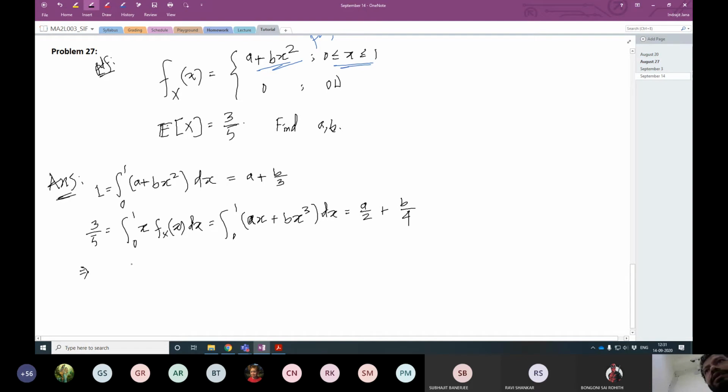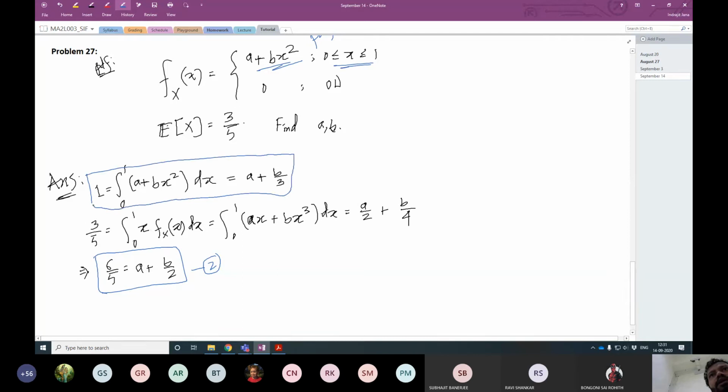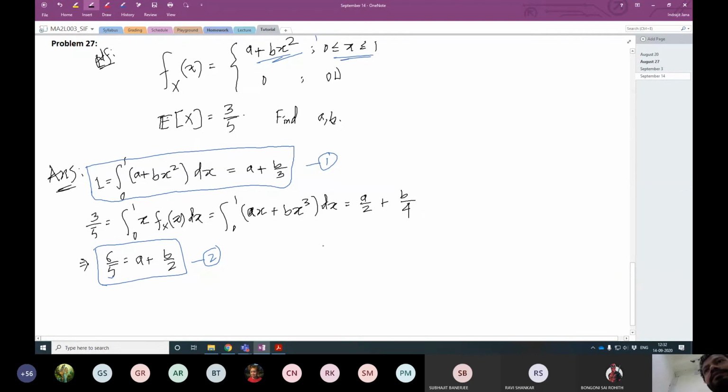And from there, I can actually write, let me do one adjustment here. So 6 over 5 is equal to a plus b over 2. This is equation 2, and that is equation 1. So a plus b over 3 is equal to 1, and a plus b over 2 is equal to 6 over 5. From there, you can figure out the value of a and b very simply.